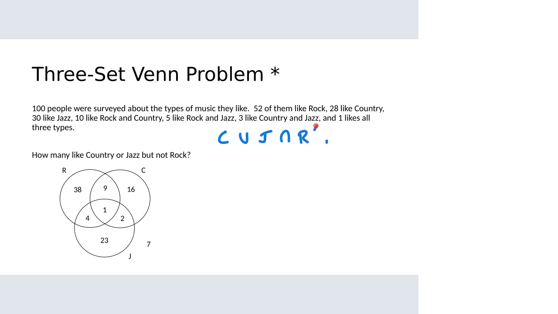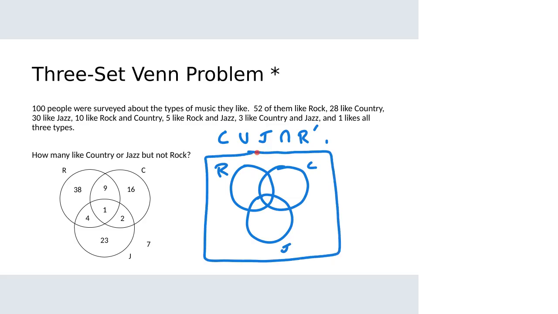So our complement. Let's pretend for a minute and do a little review of shading from Monday. If I have rock, country, and jazz, and I want to shade this, I don't want to spend a ton of time reviewing Monday today, but a little bit is a good thing. I don't have parentheses, so I'm just going to go left to right. Country or jazz, the union of those two: I shade in country and I shade in jazz. That would be country or jazz, but I'm not done yet.